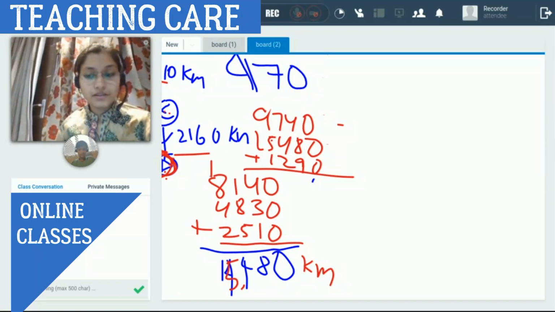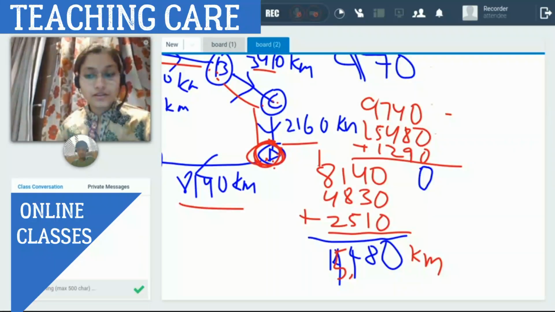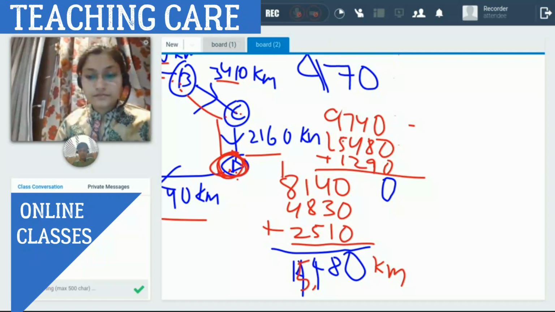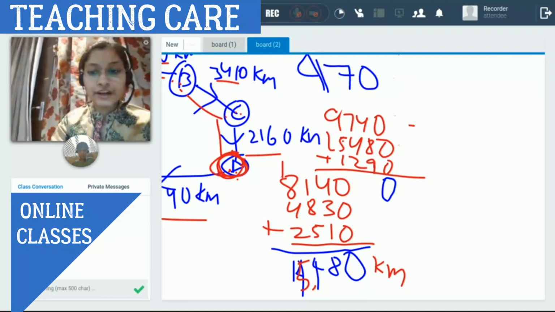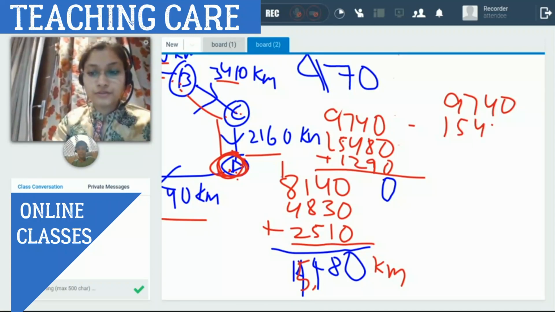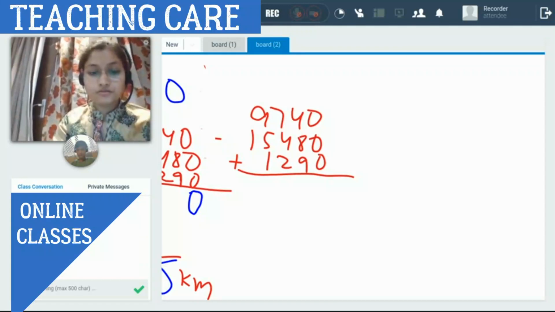Okay, so just add them up. Should I write it towards the right? Yeah, that will be easy for you. 15480, 1290. Now do this.